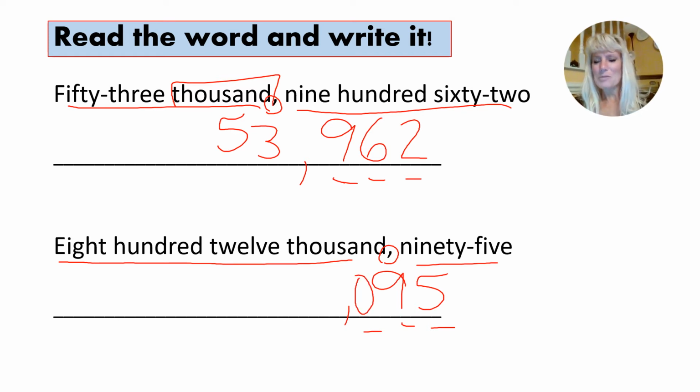All right, now I'm going to read the thousands place. 812,000. So I'm going to write that: 812,000. There's where that 1,000 goes. All right, 812,095.